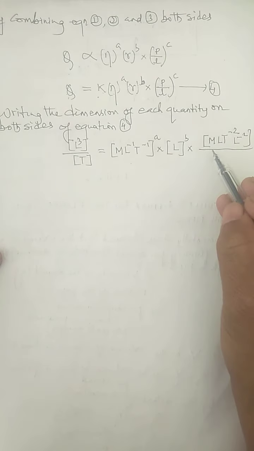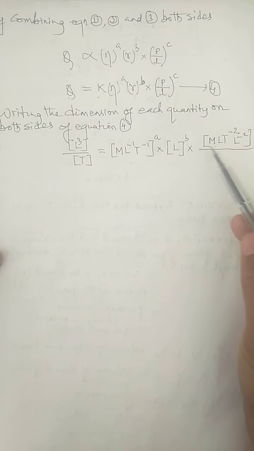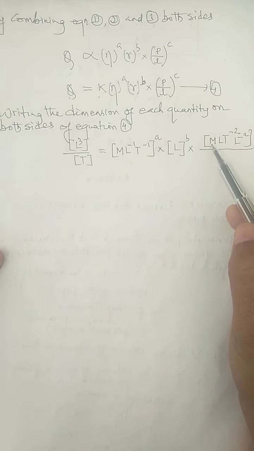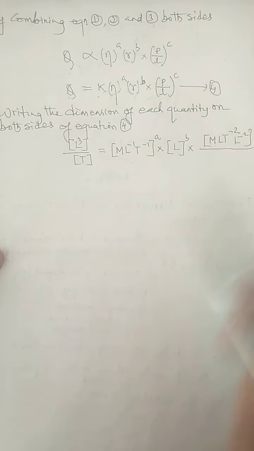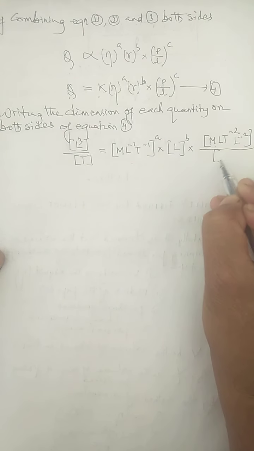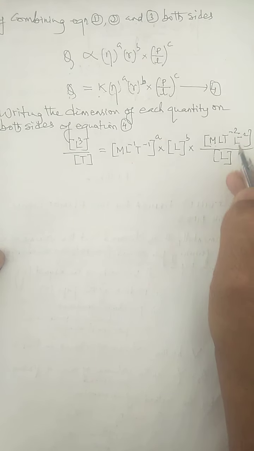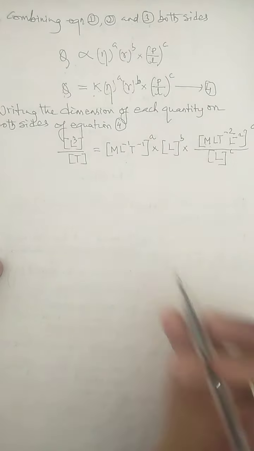Now I'll tell you why the dimension is this much, because pressure means force by area. M L T minus 2 is the dimension of force. The area dimension is L square, which in the denominator becomes L minus 2. That's why I'm writing the dimension of pressure as M L T minus 2 times L minus 2, but with power C. Now we have the denominator term, that is L. The length dimension is L only, but with power C. So children, I have written the dimension of each quantity on both sides. Now let me further simplify.